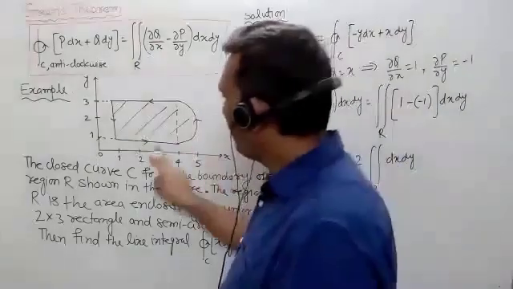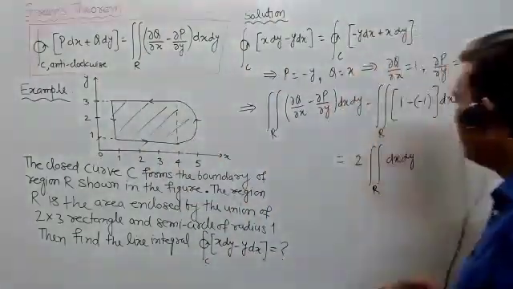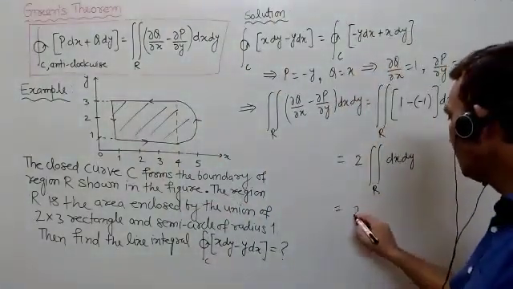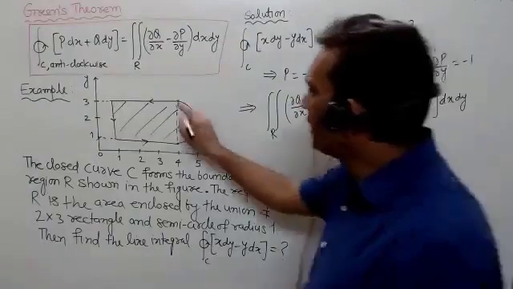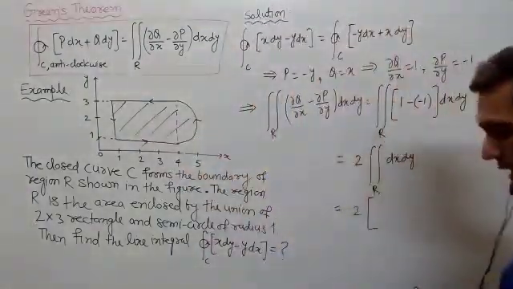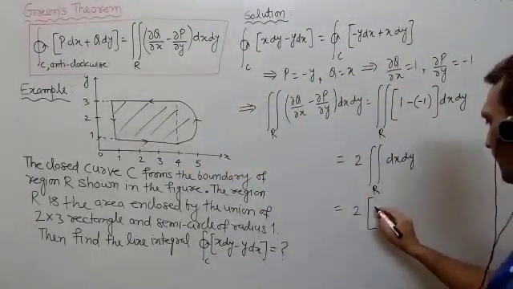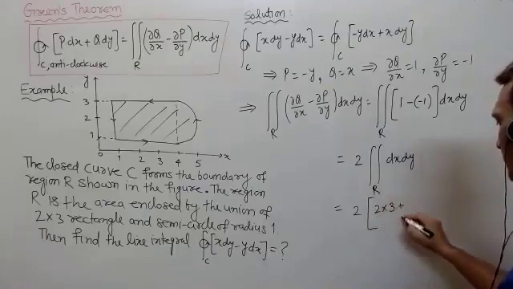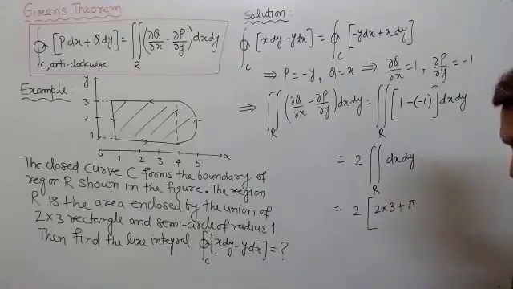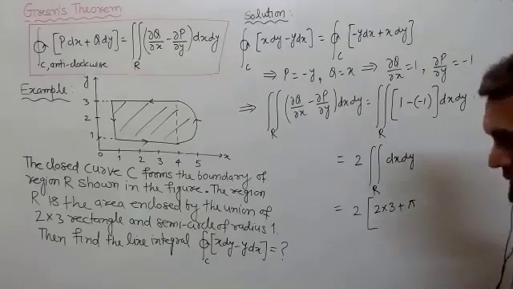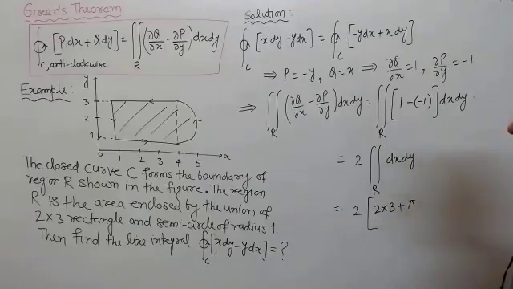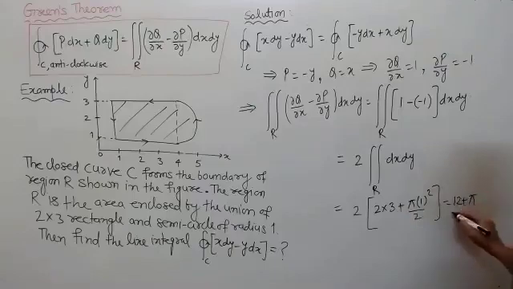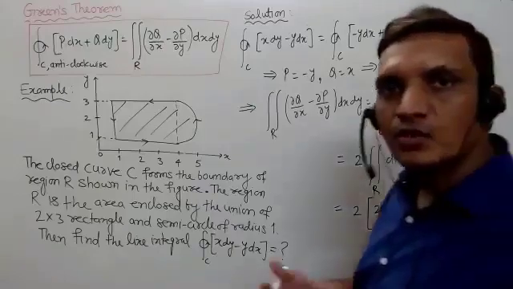So you have to find area of this region. So what will be area? Area of the rectangle plus area of the semicircle. So what will be area of the rectangle? 2 into 3 plus pi r square by 2. r is 1. So this will be 12 plus pi. So this is the answer. Answer is 12 plus pi.